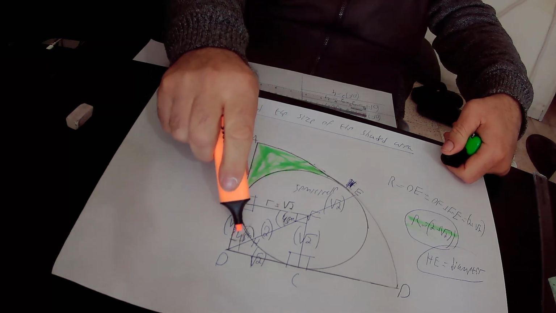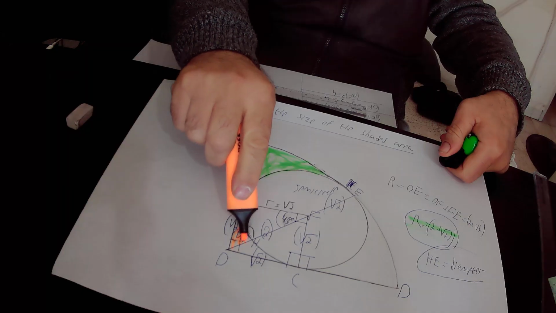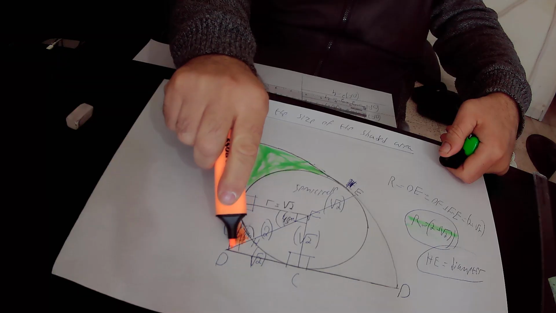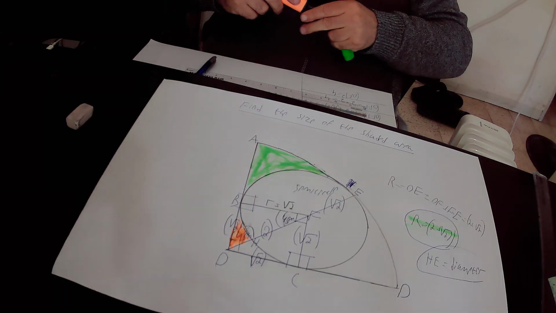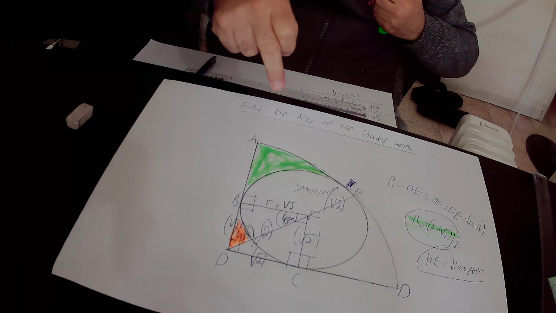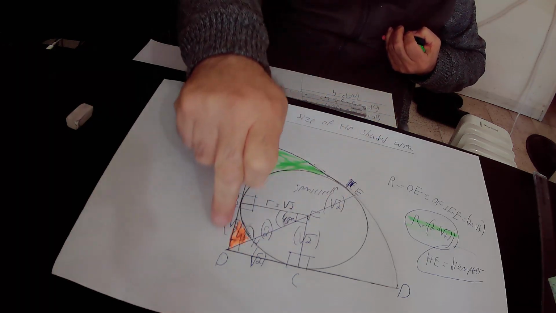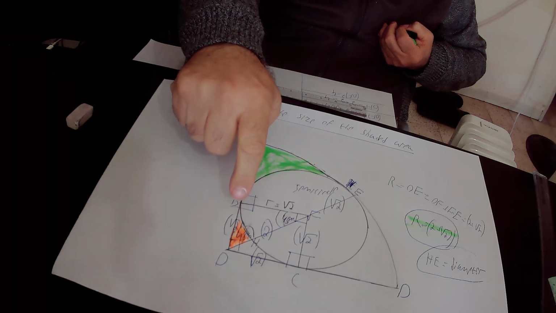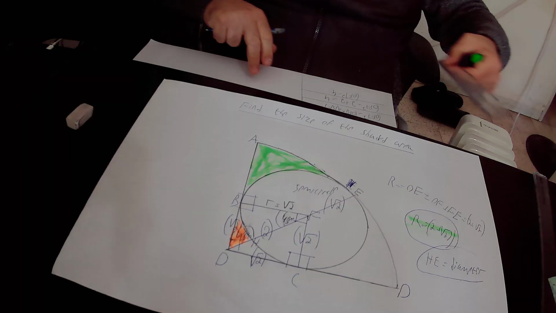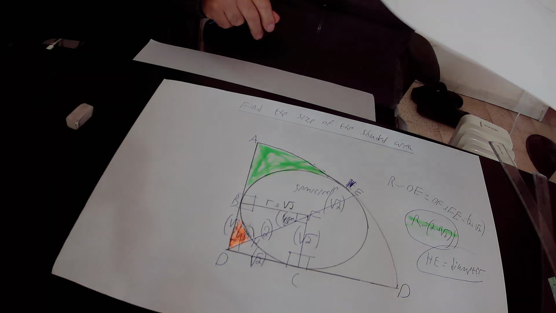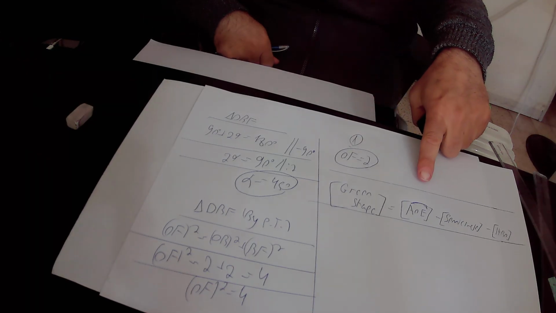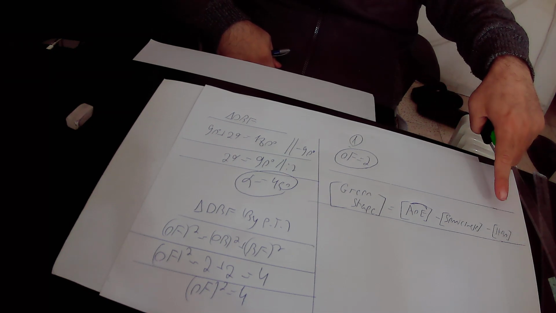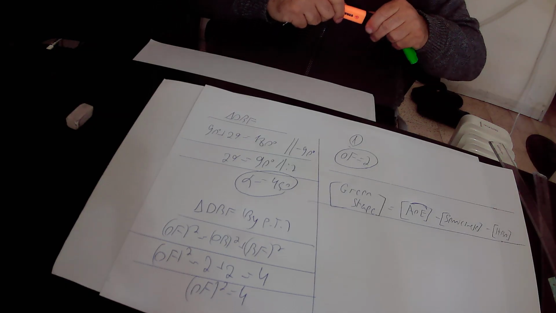Again, minus the area of the orange shape HBO. Repeat again, the area of this green shape equals the area of the big sector AOE minus the area of this semicircle minus the area of this orange shape HBO. The area of the green shape in total equals the area of the big sector AOE minus the area of the small semicircle minus the area of the orange shape HBO.